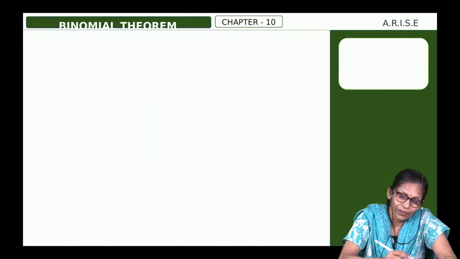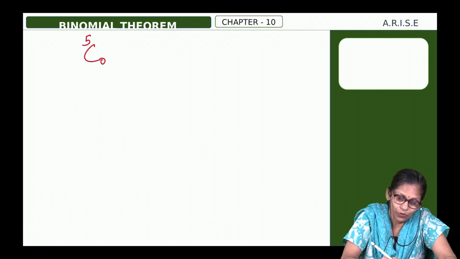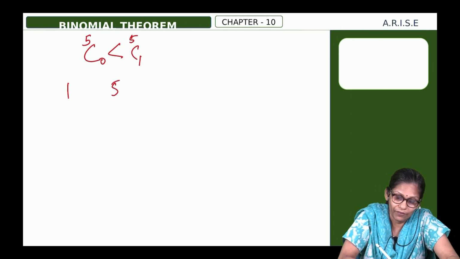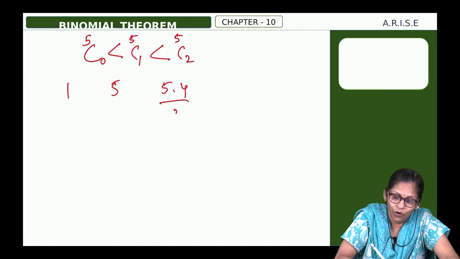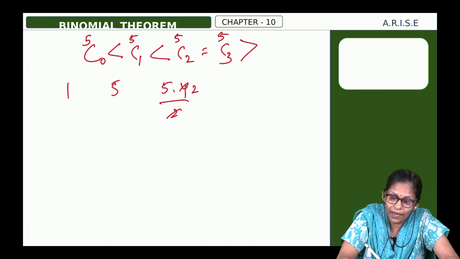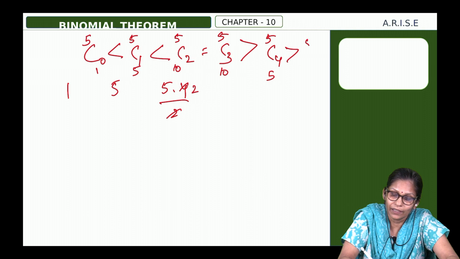Let's see, for example, 5C0. What is that? It is 1. Isn't it less than 5C1, because this is 5? Isn't this less than 5C2? What is 5C2? 5 into 4 divided by 2, which is 10. This is equal to 5C3. Now, 5C3 is greater because this is 1, this is 5, this is 10, this is also 10, this is greater than 5C4, which would be 5, and this would be greater than 5C5.